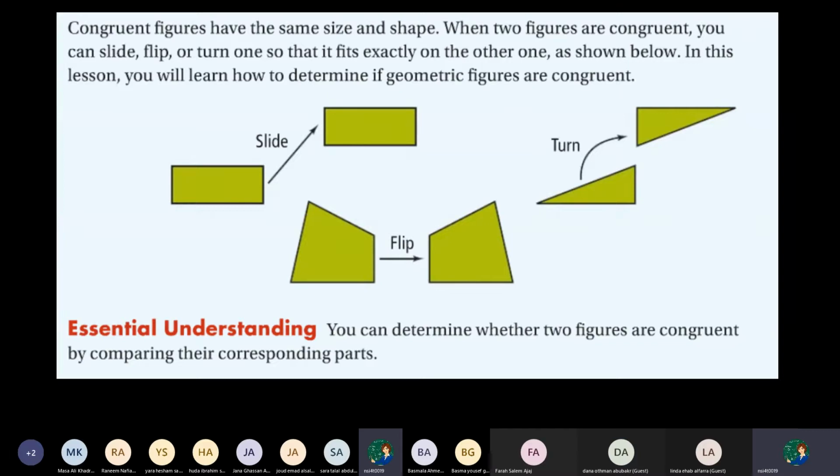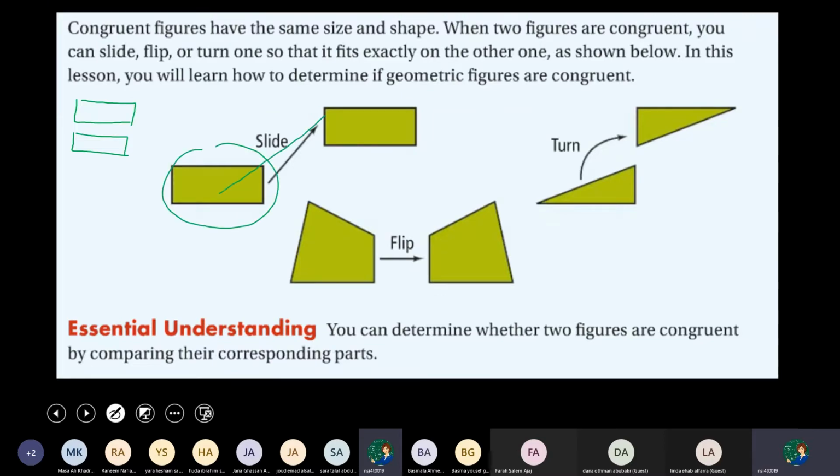So the congruent figures have the same size, like if you want to draw it, like this. They are the same size and also the same shape, like rectangle with rectangle, triangle with triangle. So when two figures are congruent, you can slide them. As you see here, I can put the shape and slide it here. I can flip it. You can put a mirror here and flip it.